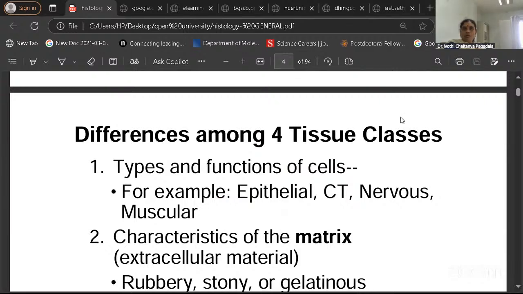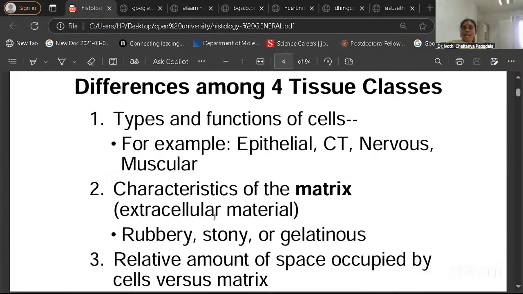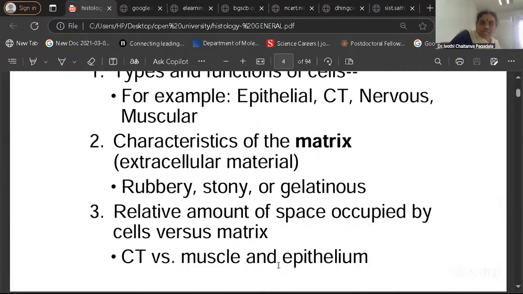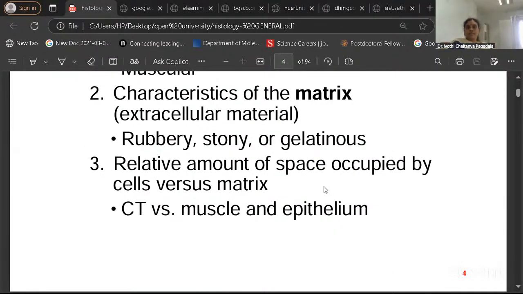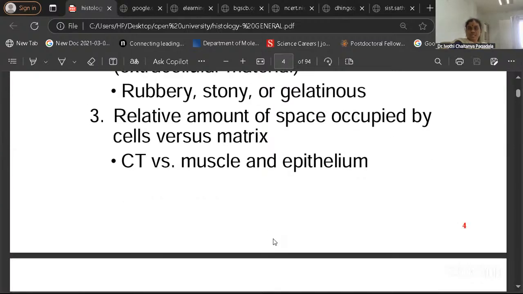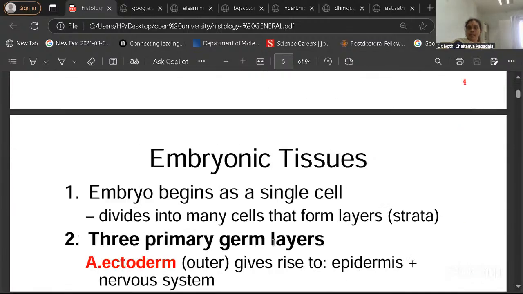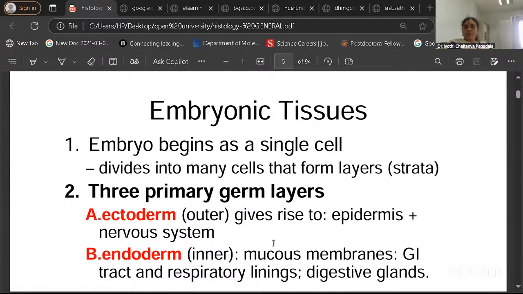Differences among the four tissue classes: types and functions of cells, for example epithelial, nervous and muscular. What are the characteristics of matrix? Extracellular matrix, rubbery, stony and gelatinous, and the relative amount of space occupied by cells versus matrix, for example in cartilage versus muscle and epithelium. What are embryonic tissues?